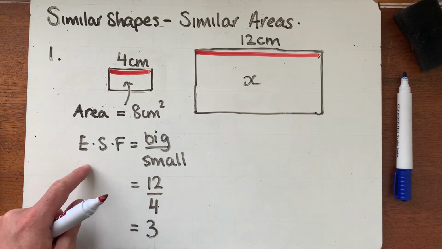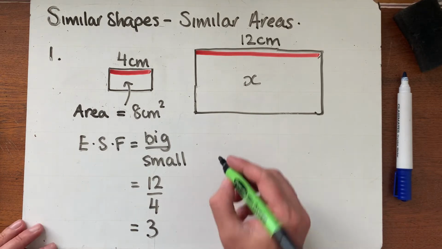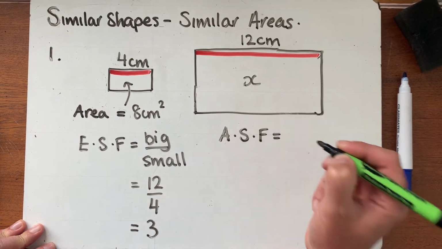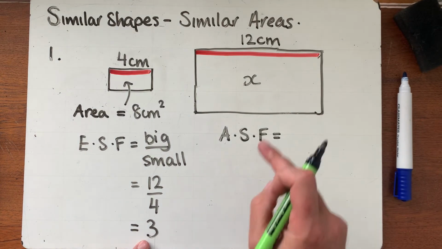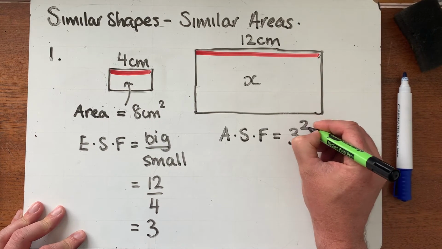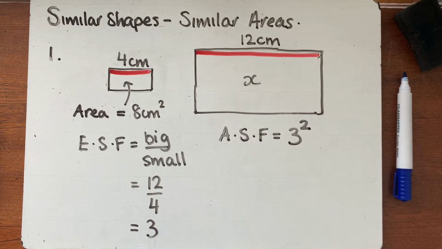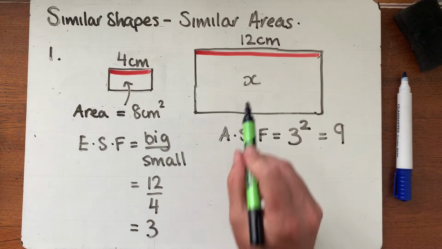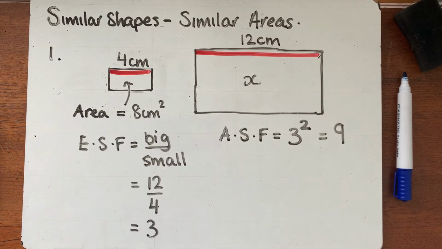Well, what we're going to do, we're going to take our enlargement scale factor and we're going to find an area scale factor. I like to call this the ASF, area scale factor. It's a really simple process. The area gets 3 times bigger twice, or by 3 squared. Remember, if we multiply something by 3 twice, this is the notation that we use. So it's 3 squared, which means our area scale factor is actually 9. The area of this big rectangle is 9 times the size of the area of the small rectangle.